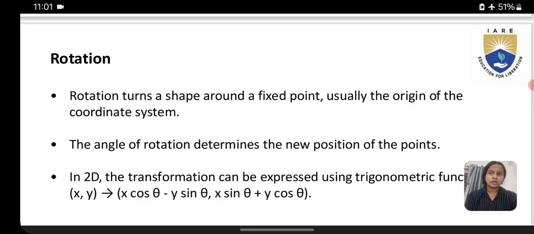Rotation of axis turns a shape around a fixed point, usually the origin of the coordinate system. The angle of rotation determines the new position of the points. In 2D, the transformation can be expressed using trigonometric functions. (x, y) gives rise to (x cos theta minus y sin theta, x sin theta plus y cos theta).